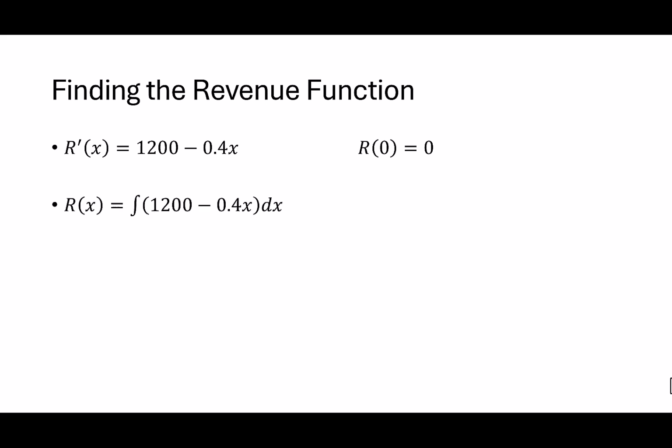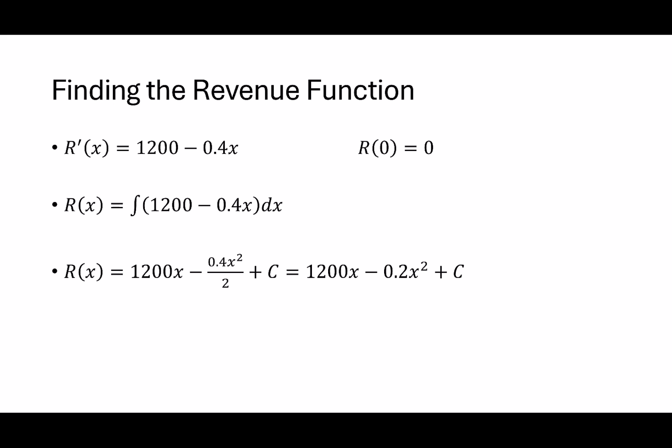To get R of x, we'll do integration. So we'll integrate 1200 minus 0.4x dx. We just need to use the power rule. R of x will be equal to 1200 times x minus 0.4. x to the 1 becomes x squared and we divide by 2. Don't forget to add C. This becomes 1200x minus 0.2x squared plus C. We just simplified the 0.4 over 2.